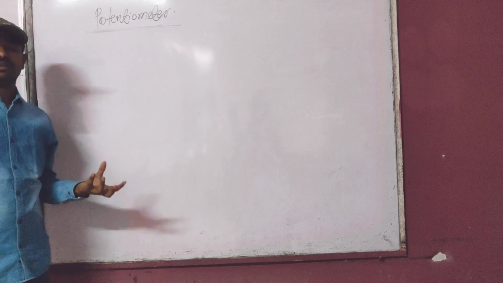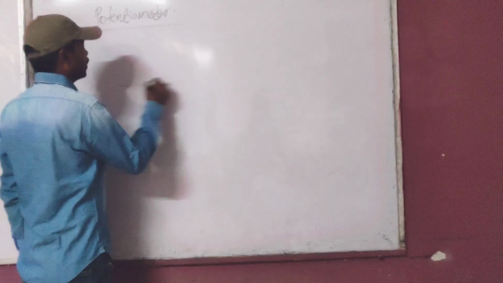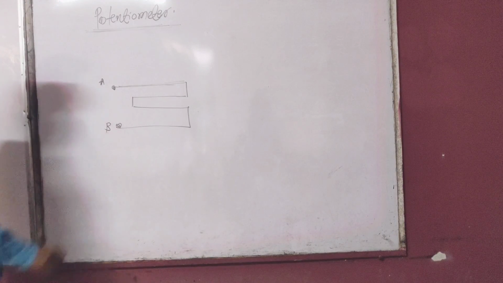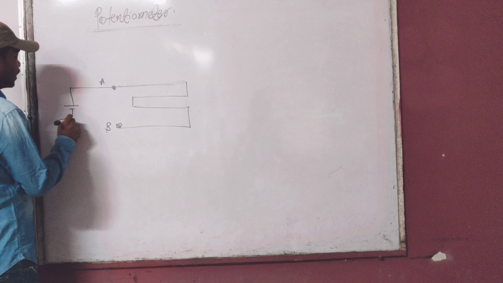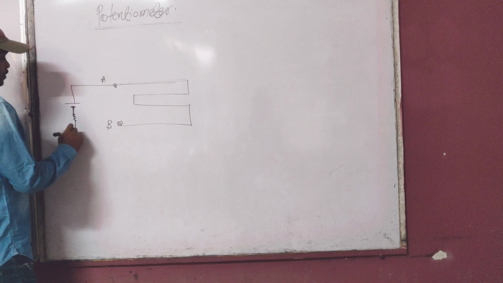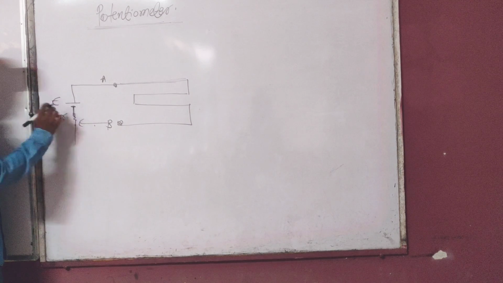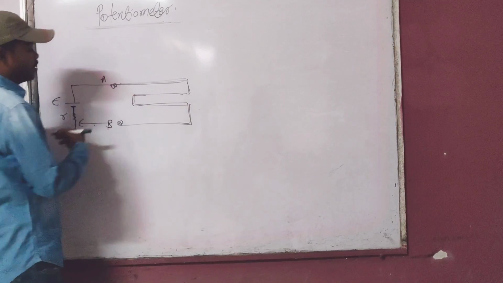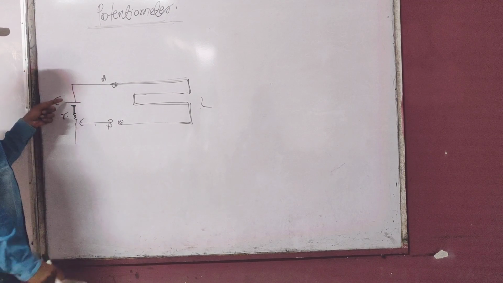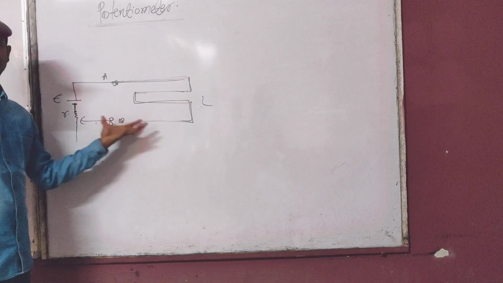Now we can discuss how the potentiometer is constructed. A potentiometer is a wire of uniform cross-sectional area and length capital L connected between the points A and B. Between A and B, a cell of EMF E, whose internal resistance is r, is connected. So this is the construction of a potentiometer. This is the instrument called a potentiometer.